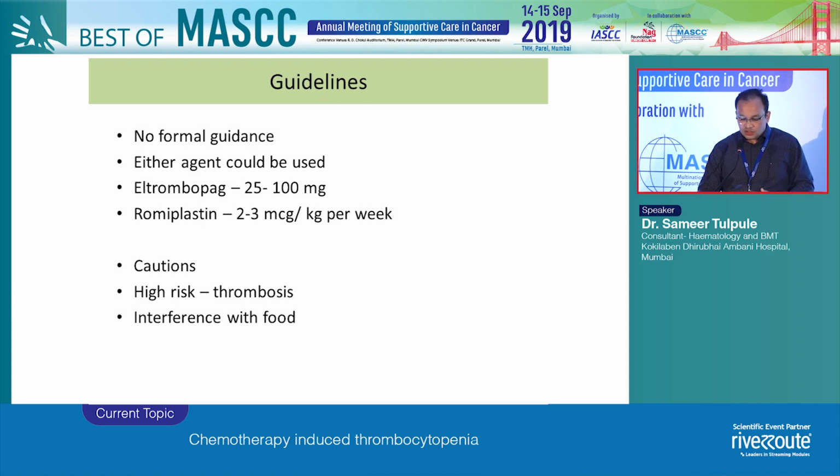But as a general guidance, either agent could be used to treat chemo-induced thrombocytopenia. The dose could vary from 25 to 100 milligrams. Romiplostim is typically 2 to 3 micrograms per kilogram per week and is very easy to administer. In the Indian setting, romiplostim is probably better because it's cheap. It's probably about 30 pounds a week compared to about 140 pounds a week for eltrombopag.